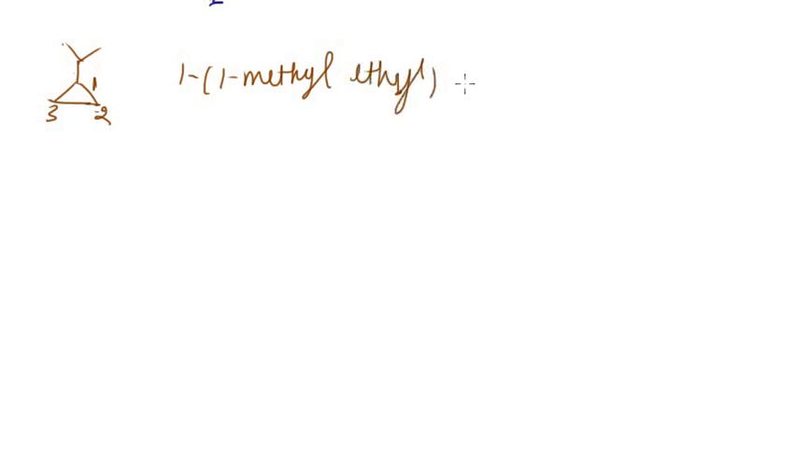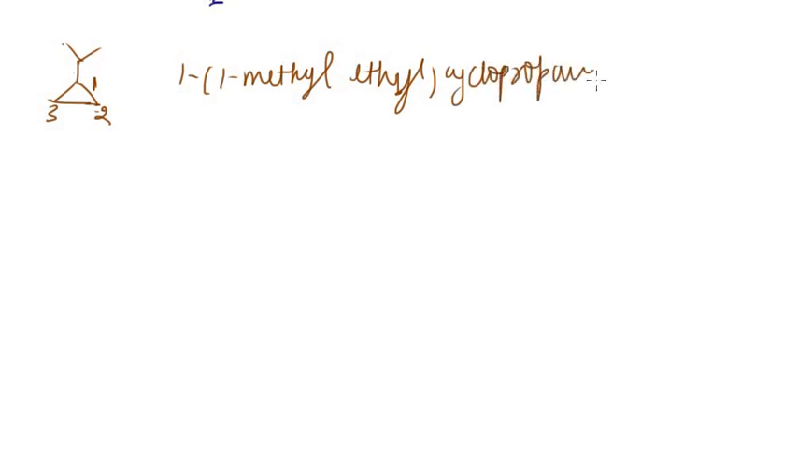So first of all, let's look at this type of chain. Here the number of carbons outside the ring is 3 and inside the ring is 3. So in a tie break, we will name it 1-ethyl-1-methylcyclopropane.